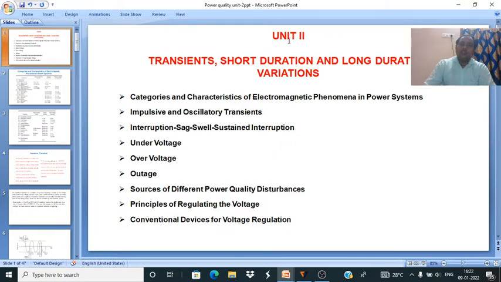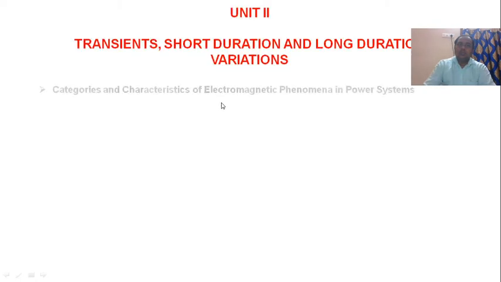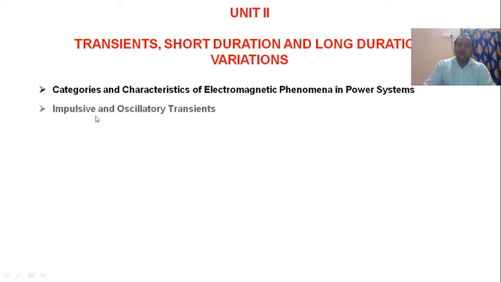Now we discuss Unit 2: transients, short duration and long duration variations. Unit 2 contains categories and characteristics of electromagnetic phenomena in a power system: impulsive and oscillatory transients. These are the two types of transients. What is meant by impulsive and what is meant by oscillatory, we discuss later.